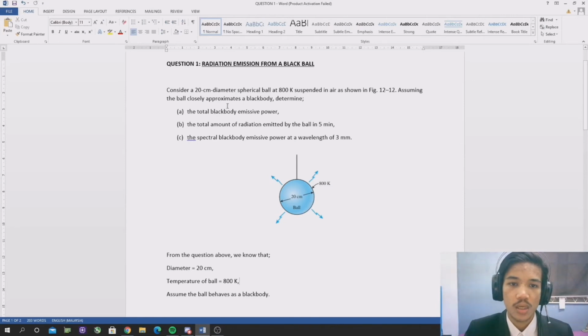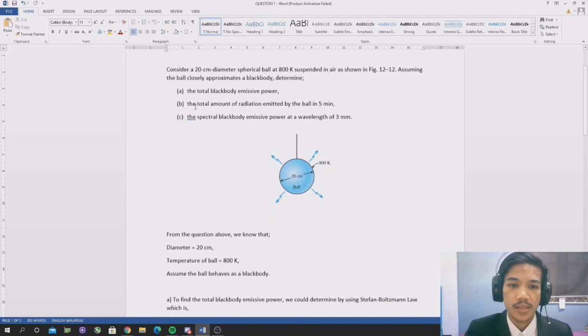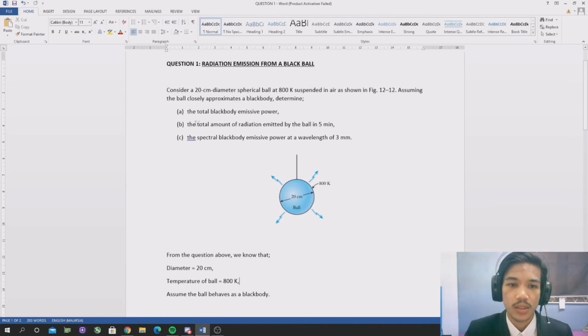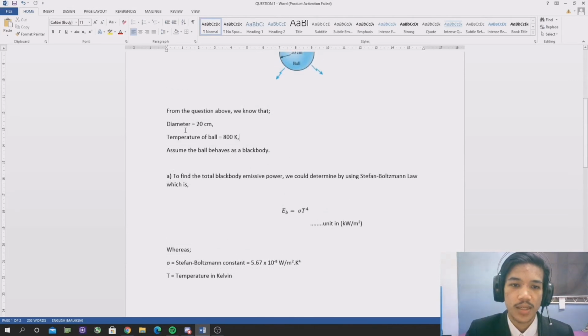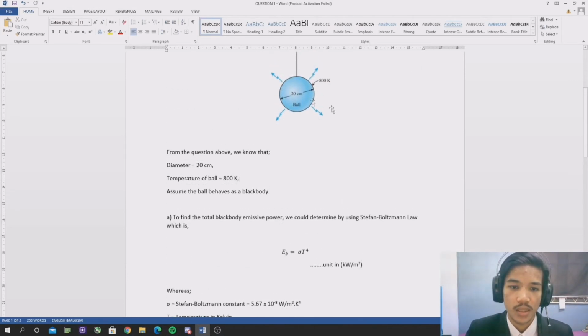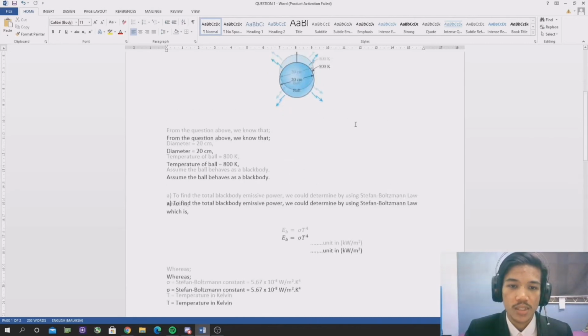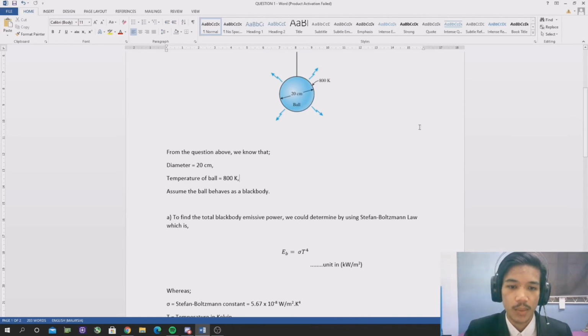So assuming the ball closely approximates a black body, first, the question asks us to find the total black body emissive power. Second, they ask us to find the total amount of radiation emitted by the ball in 5 minutes. And lastly, they ask us to find the spectral black body emissive power at a wavelength of 3 mm. So from this question, we know that the question has given us the diameter of the spherical ball, which is 20 centimeter, and it also gave us the temperature of the ball, which is 800 K, in Kelvin. So for this question, we assume that the spherical ball behaves as a black body.